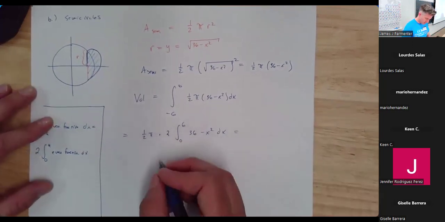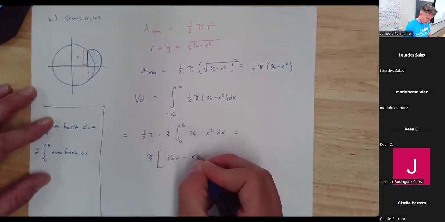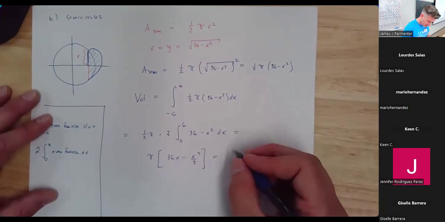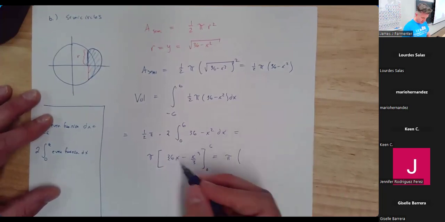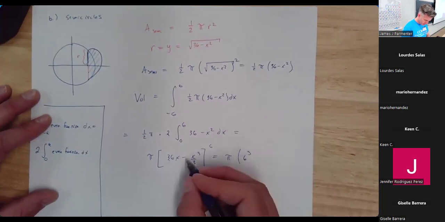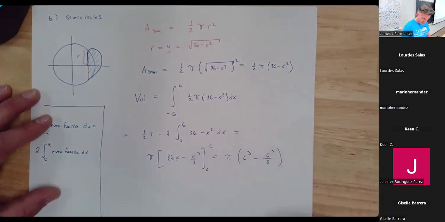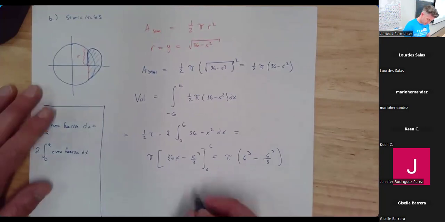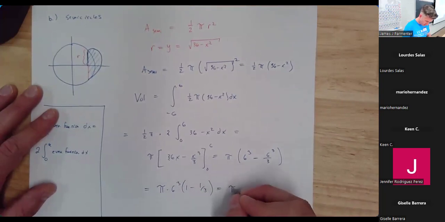So then 1/2 times 2 is 1, so you get pi. The integral of this is 36x minus x cubed over 3 again. I'm going to do this one a little bit better this time. If I plug in the 0 and the 6, I get pi times 36 times 6 minus 6 times 6 times 6 over 3. If you really want to simplify this quickly, factor out the 6 cubed. You're left with 1 minus 1 third, which is 2 thirds.